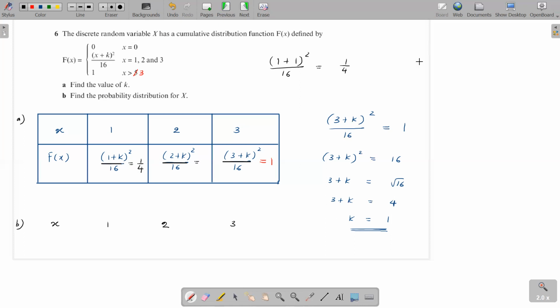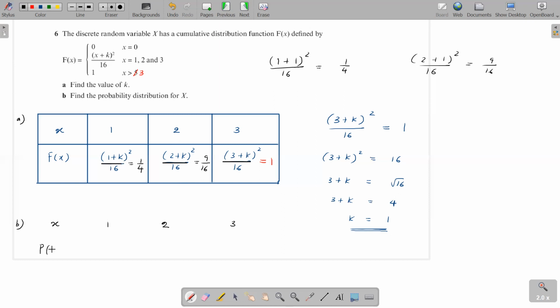All right, and then (2 plus k) squared over 16. With k as 1, 2 plus 1 is 3, 3 squared is 9, so 9 over 16. That doesn't simplify, right? And then the last one, k is 1, right? So 9 over 16. Okay, so now I have the cumulative probability values.